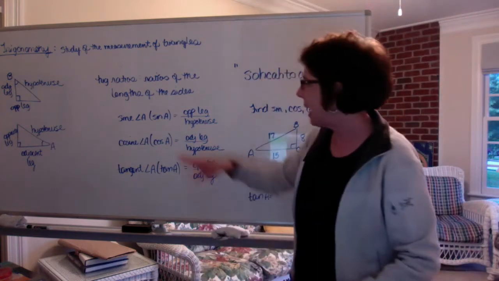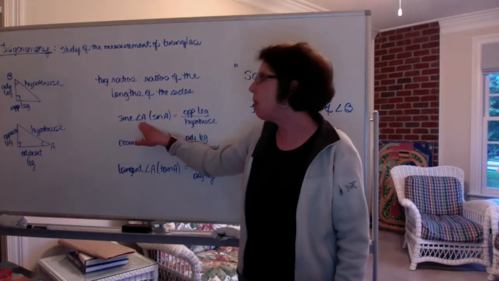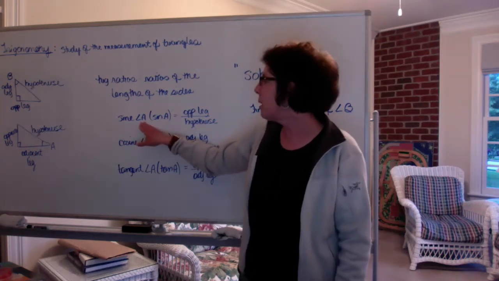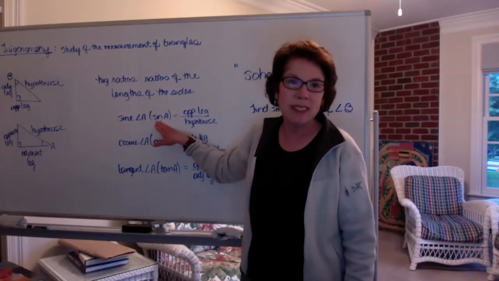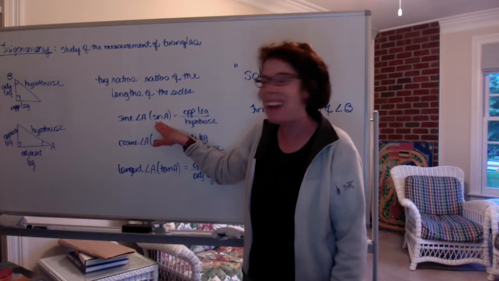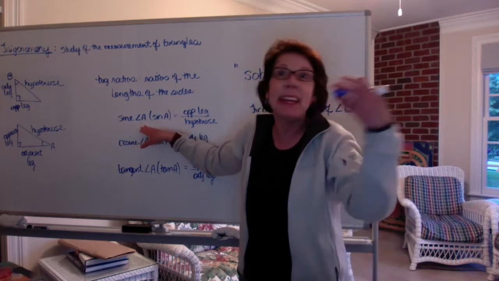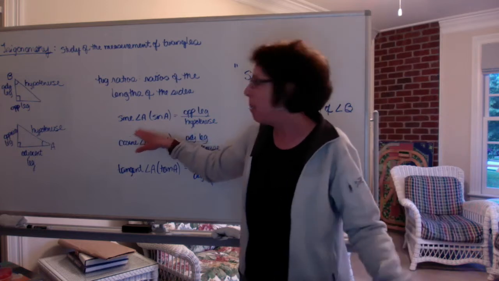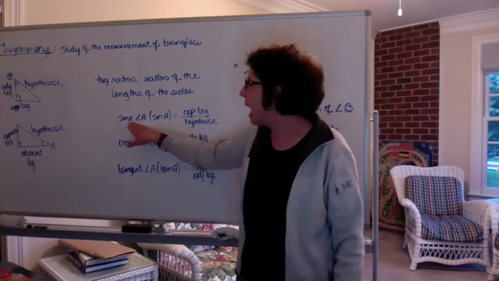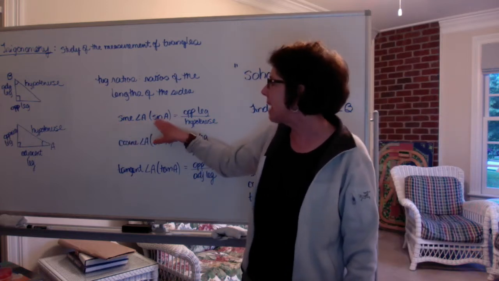Sine, cosine, and tangent. Now, the sine of angle A, sine is abbreviated SIN, but don't say the sin of A, okay? Say the sine. The sine of angle A. Now, you can have the sine of angle B, Z, Q, P, whatever. But let's just choose A. So I wanted the sine of angle A. I write it as sine A.